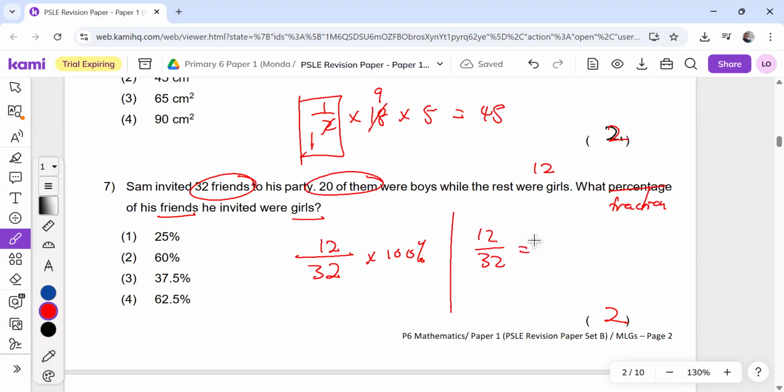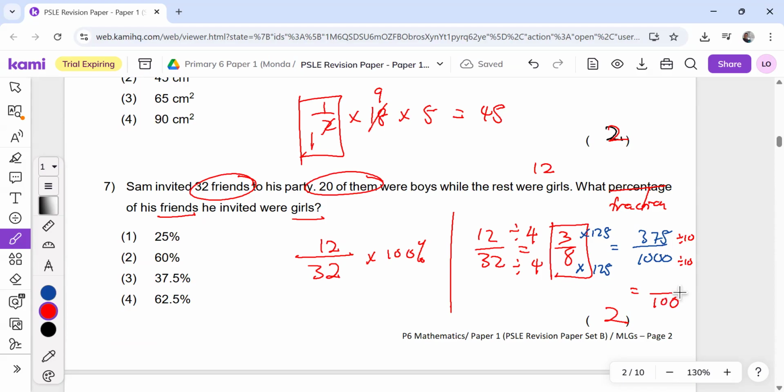So let's try to make the denominator 100. Get the simplest form, right? So divide by 4, and you will get 3 over 8, and then you are stuck. You are stuck because how can 8 become 100? But Mr. Ong told you already, 8 is a special number. You can multiply by 125 to get 1000. And then on top, you also multiply by 125. And what is 3 times 125? You do working, you will get 375. And your denominator is not yet 1000. What must you do? You must divide by 10 to get back your 100. Your denominator must be 100. So 1000 divided by 10 is 100.